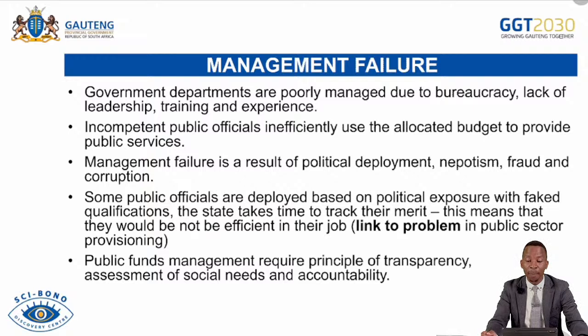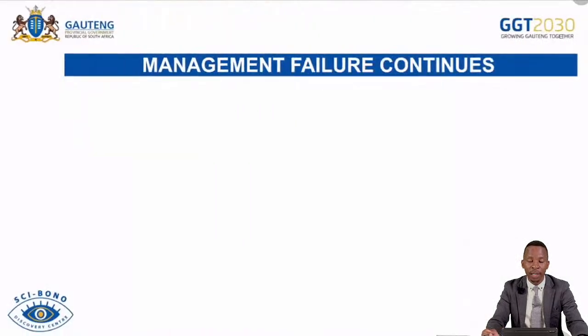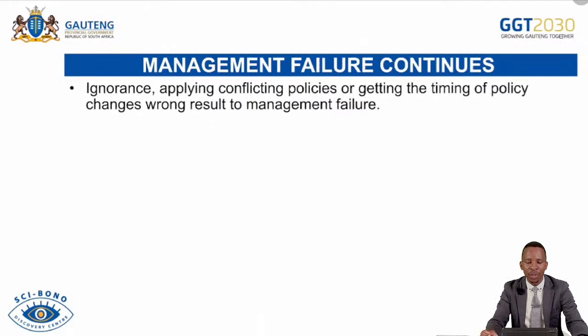There should be the part of transparency. People should be informed about available funds and how they will be used, and also how they have been used. Also, accountability: officials should be held accountable for their expenditure or their daily expenditure on the income. Management failure continues. Ignorance, applying conflicting policies, or getting the timing of policy changes wrong result in management failure.